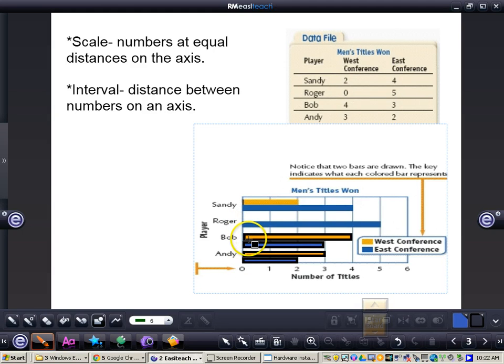Okay, and I can see that the different colors represent the different conferences and the men's titles that are won in those conferences. And some other things that are important to understand about this bar graph: I have a title for my bar graph. My vertical and horizontal axis are both labeled with intervals and also the titles as well. We have the player, then the number of titles. So it's important to incorporate these within your bar graphs or your double bar graphs.